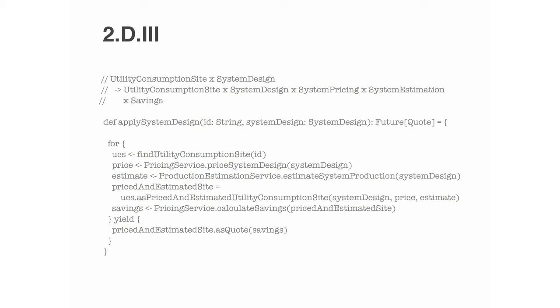So what's nice is that when we get to actually writing the model method or action for applying a system design and getting back a quote, we can do it in one for comprehension like this. So all we have to do is find our utility consumption site, get the price, get the estimate. Those two things can happen in any order. Then once we have our priced and estimated site composed, we can add on savings and return the quote. And so what's nice about this is that the structure of our for comprehension directly mirrors the kind of state machine that we constructed just by thinking about the domain concepts. So here it is.